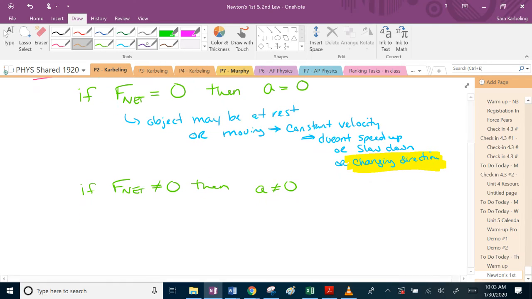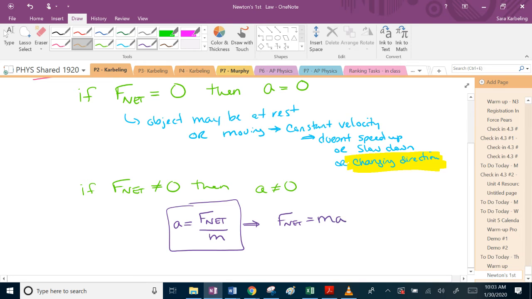We follow that up with a couple of other statements. We know that the acceleration is equal to the net force, and it's also related to something else. Do you remember? What's the other thing that's related to? Net force is related to acceleration and mass. Yeah. So we write it like this. This is the way I really like to write Newton's first and second law, but sometimes we also write it as F net equals ma.